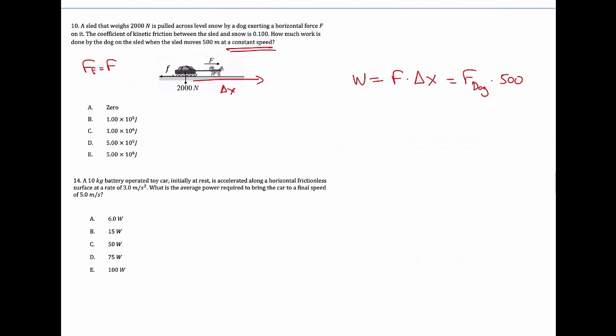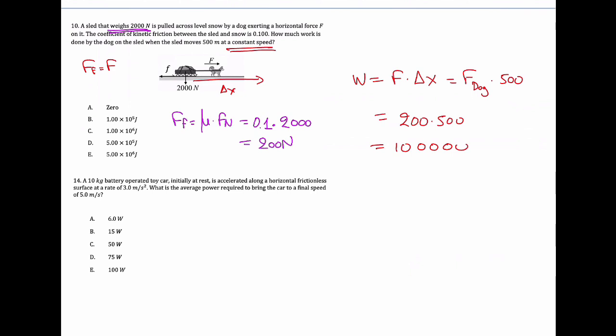So all we need to do is calculate the force of friction, which is mu times the F normal. And in this case, the mu is 0.1, and the normal is equal to the weight, which is equal to 2000 Newton. So it is 200 Newton. And now that we know the friction, whose value is equal to the force by the dog, 200 times 500, 2 times 5 is 10, and we need another 4 zeros. So in total, 5 zeros, so 10 to the power of 5 joules.